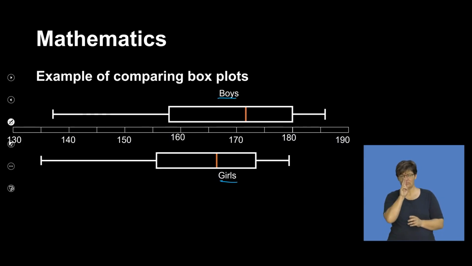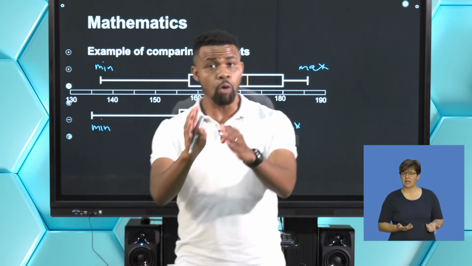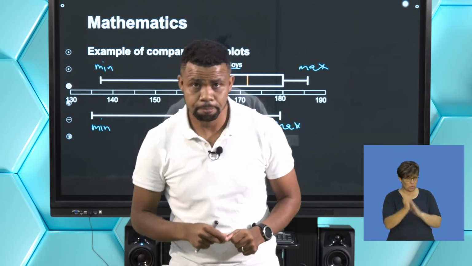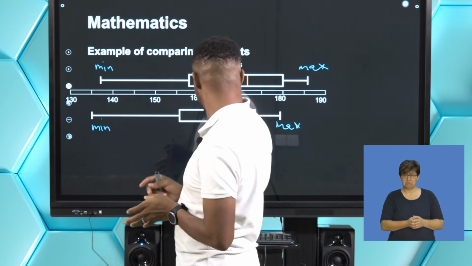By looking at this, I can see that in this class, who is the tallest? Boys or girls? The boys, because remember, this is the minimum, and this is the maximum. So the tallest in this class is a boy, because the maximum is a boy. But the minimum is also a boy. Are boys taller than girls? Can I tell based on that? I don't think I can.